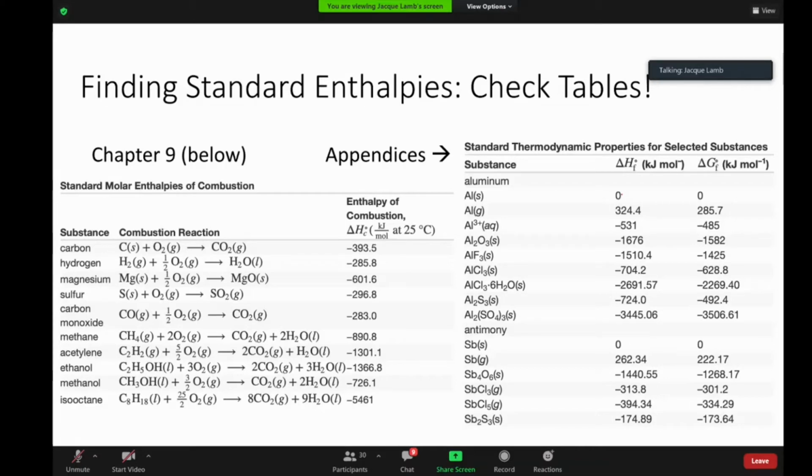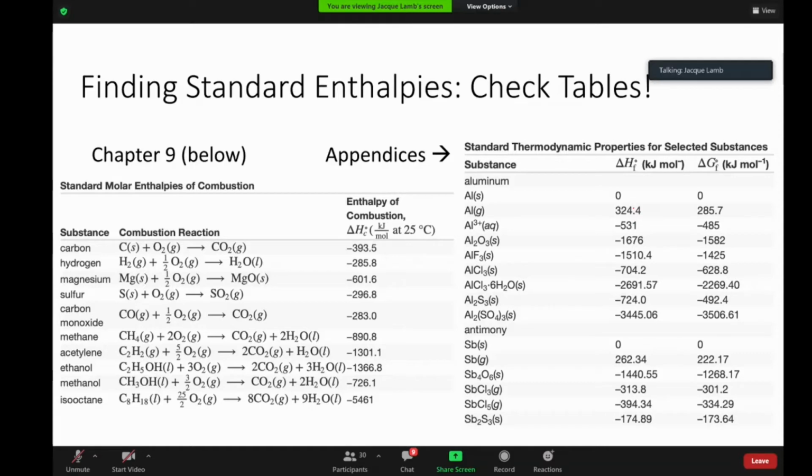If you want to talk about the gaseous form of aluminum, that is an endothermic reaction, which should make sense, because to vaporize aluminum metal is going to take energy. It's going to take an input of energy, and that's a positive delta H of formation. Same thing is true for antimony. So anytime you see an element in its standard state, the delta H sub F is 0.